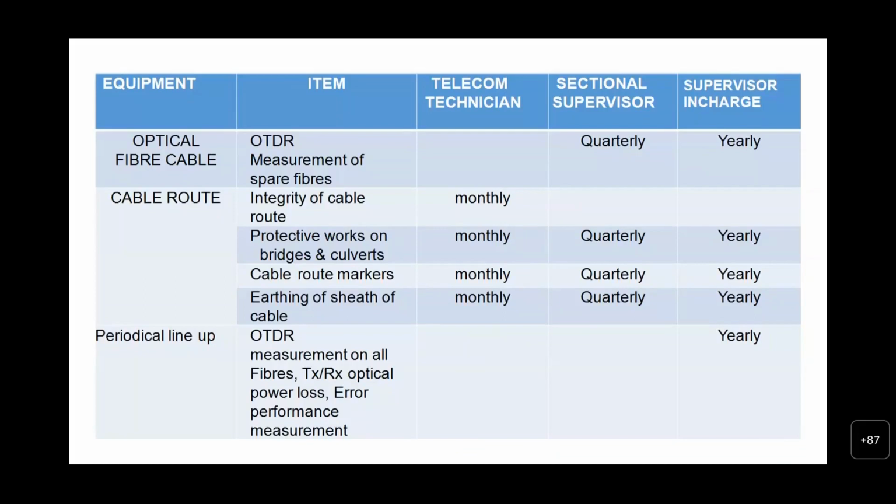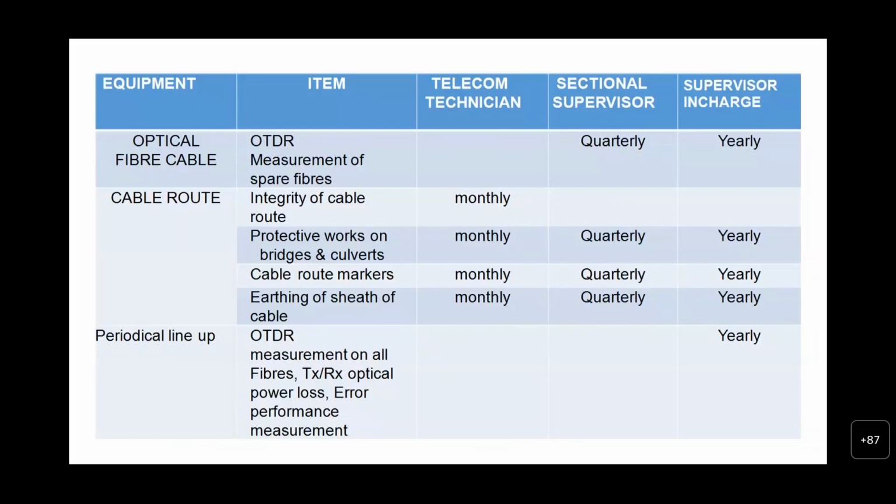And cable route integrity of the cable is checked monthly by the technician. Protective works on bridges and culverts are checked monthly by the technician, quarterly by supervisors, and yearly by the supervisor in charge. So cable route markers and earth of the sheath of the cable are all checked monthly, quarterly and yearly by the technician, section supervisors and supervisor in charge.